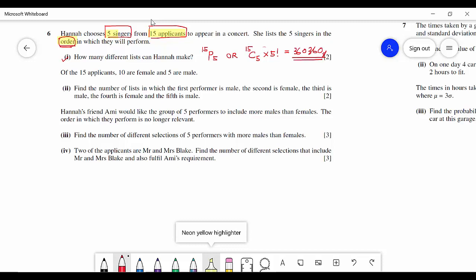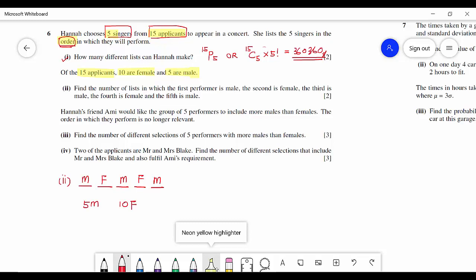Then now continue to the second part. Of the 15 applicants, 10 are female and 5 are male. Let us have a look at what the restriction is now. Find the number of lists in which the first performer is male, the second is female, the third is male, the fourth is female, and the fifth is male. If they want a sequence like this: male, female, male, female, and male, you have 5 male in total and 10 female in total.